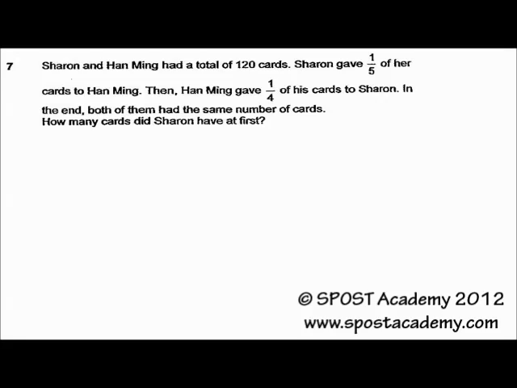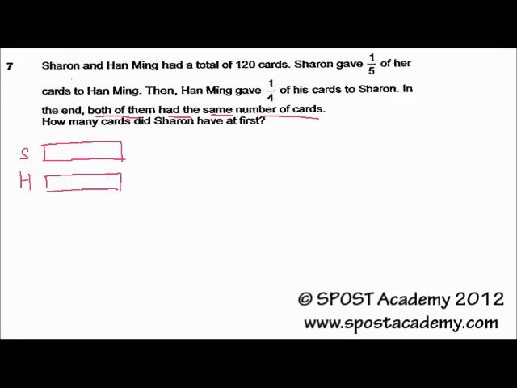When I see questions like that, I will usually work from the back. So I'll work from the last sentence, which says that in the end, both of them had the same number of cards. So I will draw the model. Sharon and Hanming both had the same number of cards.